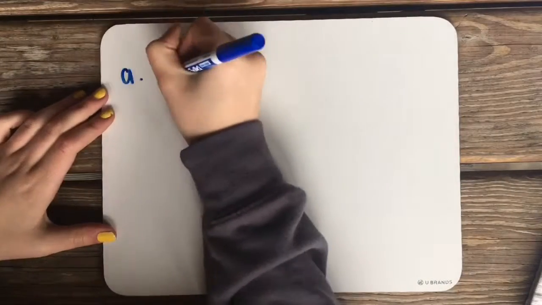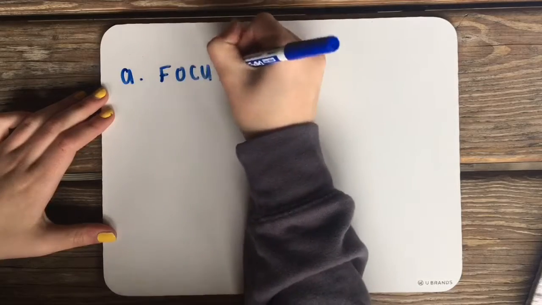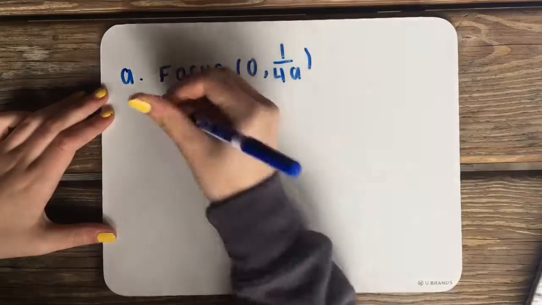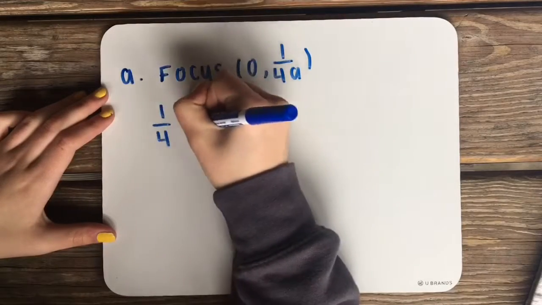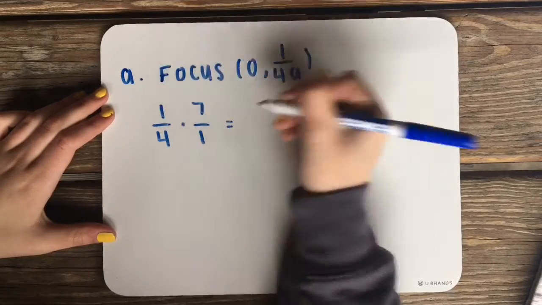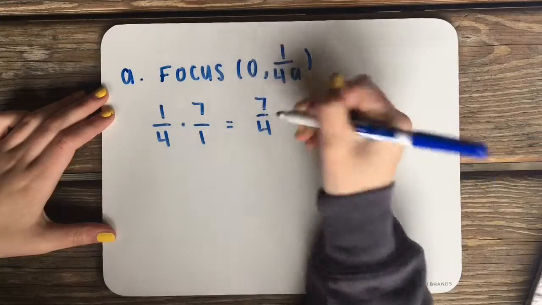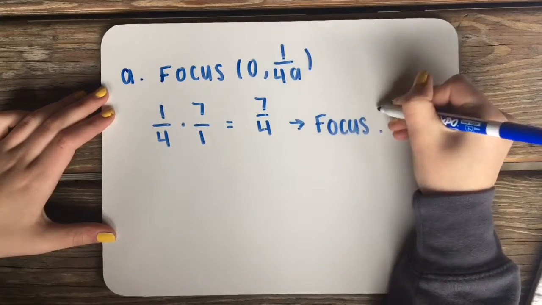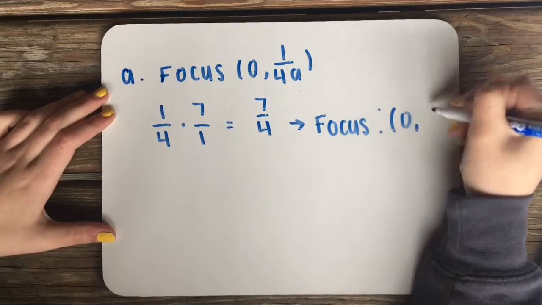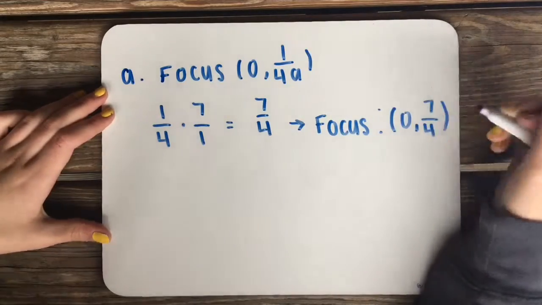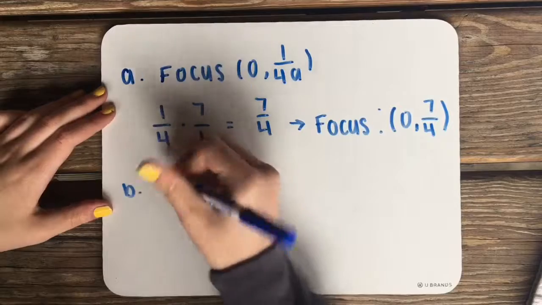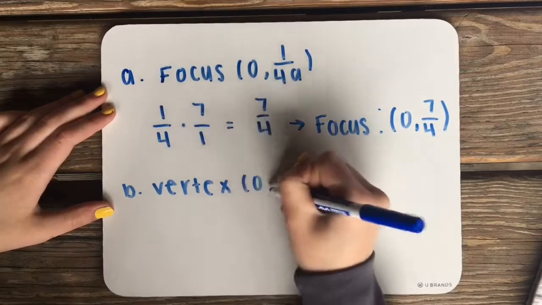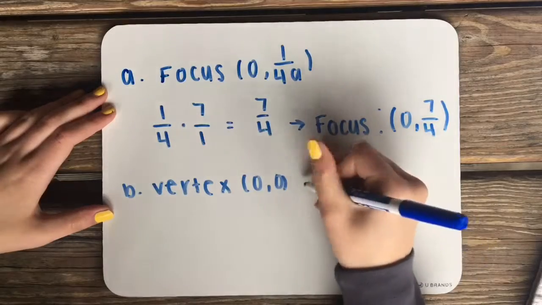For problem 1, part A, looking at the focus and directrix theorem, you can see that the graph of y is equal to 1/7 x squared. The focus is always going to be at 0, 1 over 4a. So you take 1/4 and multiply it by the reciprocal of 1/7, giving you your answer of your focus, 0, 7 over 4. For part B, we can tell that the vertex is 0, 0 because there are no translations on 1/7 x squared.